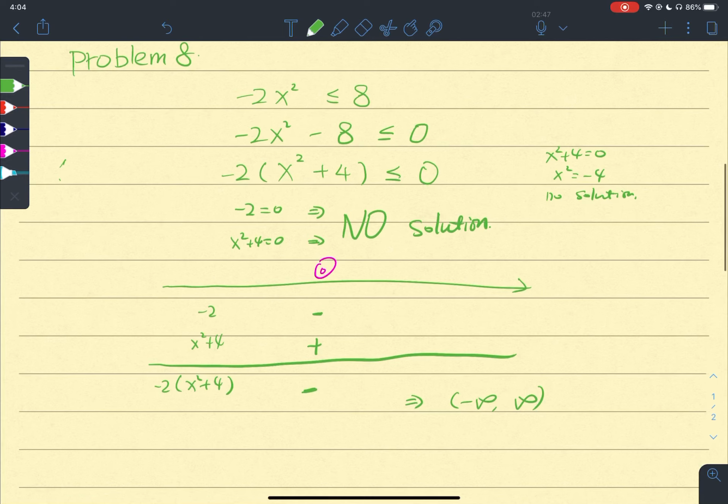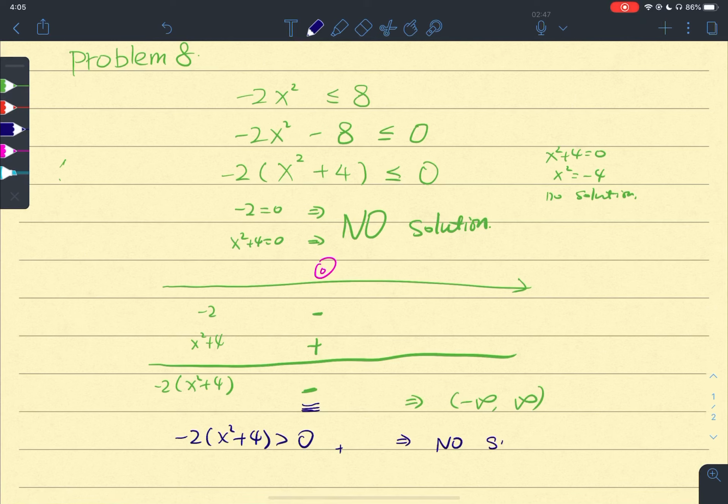If the problem were modified slightly, if the question was -2 times (x squared plus 4) to be greater than 0, which means you are looking for the positive piece, which is not going to happen because it's always negative, you realize you can't take any point as a solution. So that problem, the modified version of it, has no solution at all.